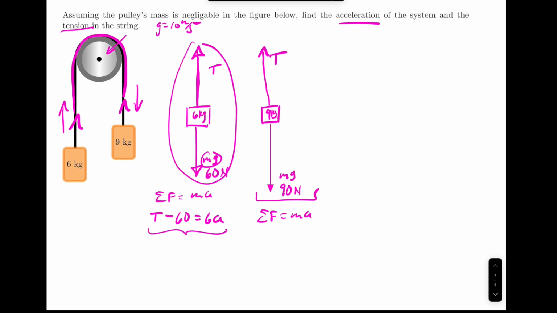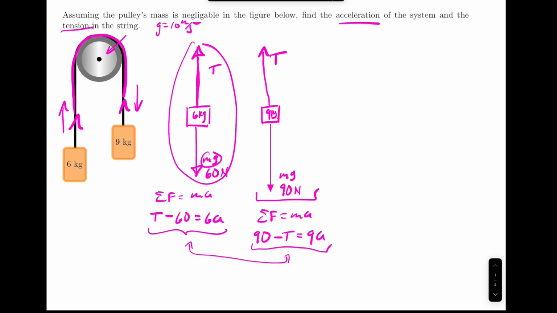But now I'm going to say 90 minus tension. Even though tension's up, I'm making it negative because it's not accelerating that way. It's accelerating downward. And that's going to be equal to 9a. And notice that one has 2 unknowns in there as well. But now I've got 2 equations.